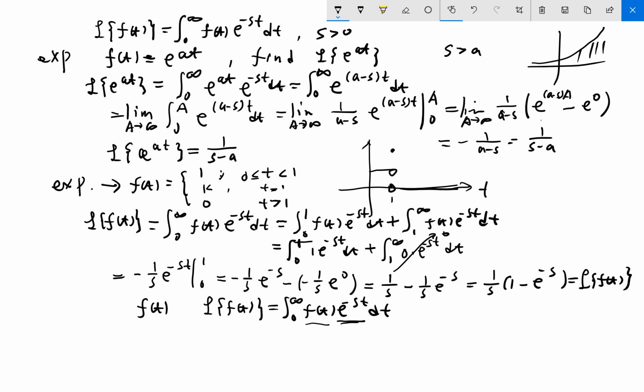So what do you need to do to find the Laplace transform, if it exists? Just integrate this improper integral.